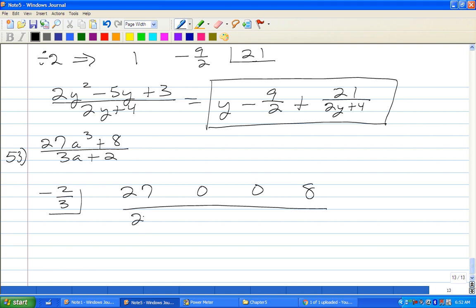Drop down the 27. 27 times negative 2/3. Well, 27 divided by 3 is 9 times negative 2 is negative 18. Plus 0 is negative 18. Negative times negative is positive. 18 divided by 3 is 6 times 2 is 12. Plus 0 is 12. 12 times negative is negative. 12 divided by 3 is 4 times 2 is 8. Minus 8 is 0. Let's divide each of these by 3.